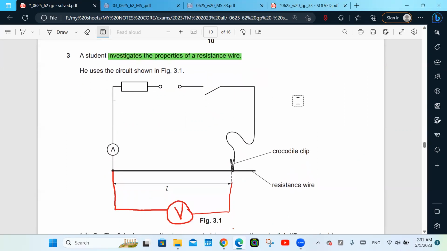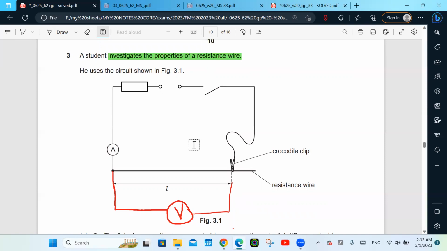How the length of the wire affects the resistance. As you remember and know, as the length of the wire increases, the resistance of the wire of course increases. And you should know something else: what is the relation between the cross-section of the wire and the resistance? In this experiment, he asked about the investigation of how the length of the wire affects the resistance.